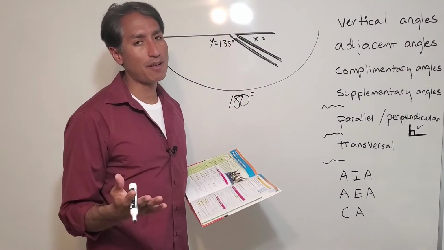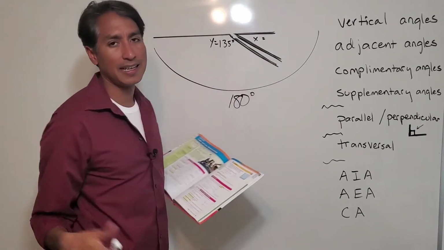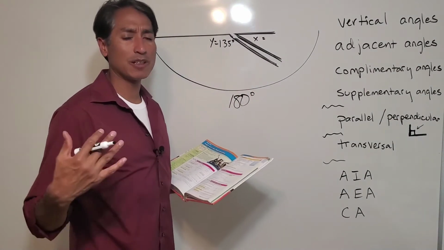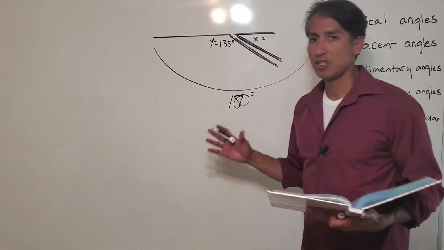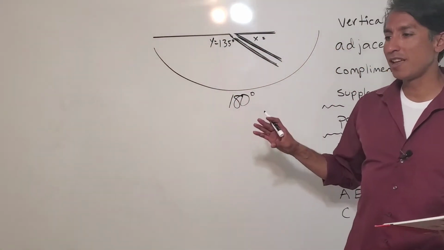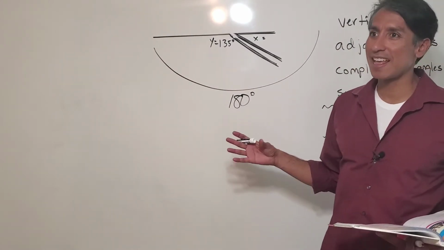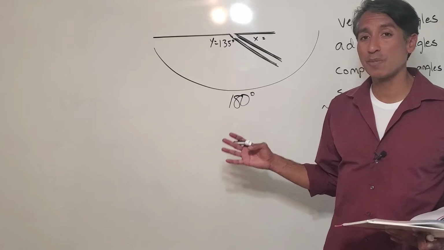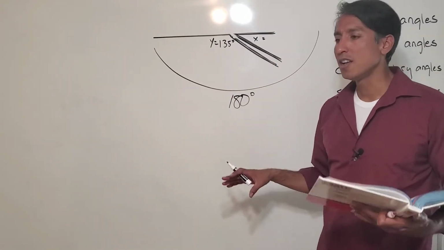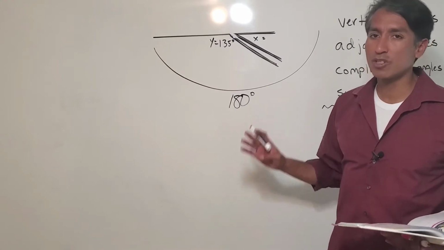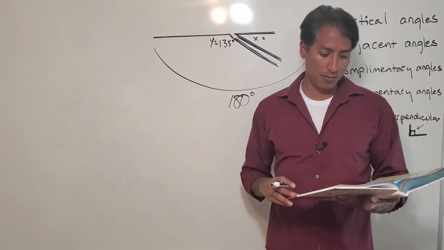Now, could you eyeball this and just say, well, I know 135 plus something is 180? Yeah, you can. But I would say get in the habit of solving these algebraically just because it's good practice. You're going to need to solve things algebraically for at least the next 2 or 3 years. So you might as well practice, whether it's angles or percents or square roots. The rules don't change, so the more you practice it, the better off you'll be.